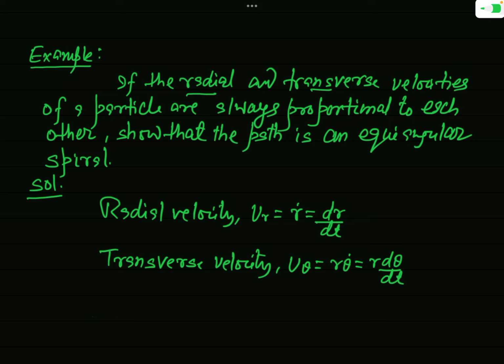Now as the problem says that the radial velocity is always proportional to the transverse velocity, in this problem it is given that Vr is proportional to V theta, or you can say that Vr equals K times V theta. Here K is the proportionality constant. Now let us put the expressions for Vr and V theta in this equation. In place of Vr, you can write dr by dt, and that is equal to k times V theta, and V theta, you know, is r d theta by dt.